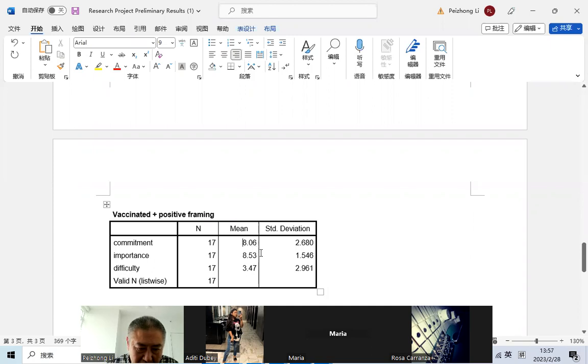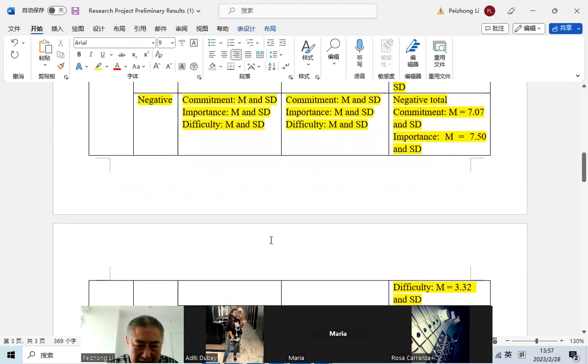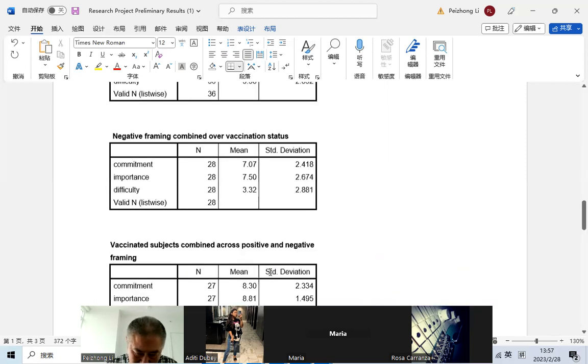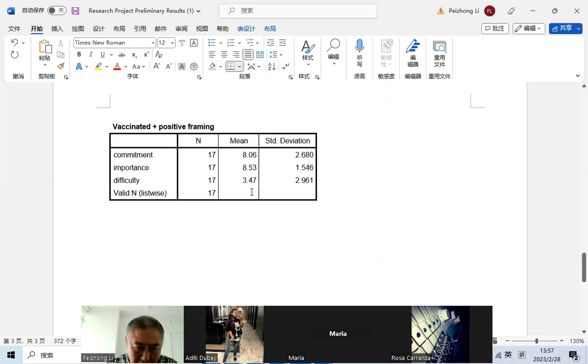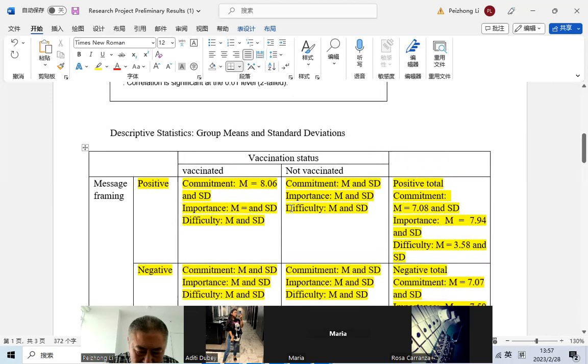Commitment, 8.06 here, means 8.06, and then importance 8.53, and this one difficulty 3.07.